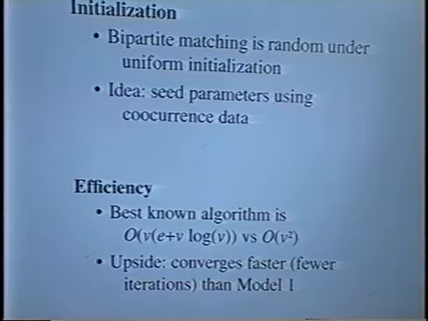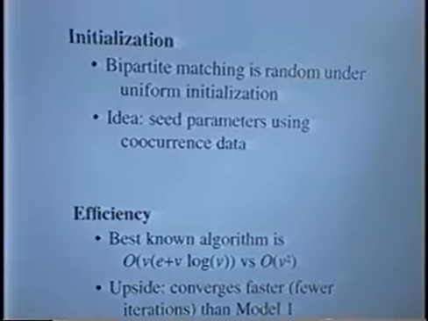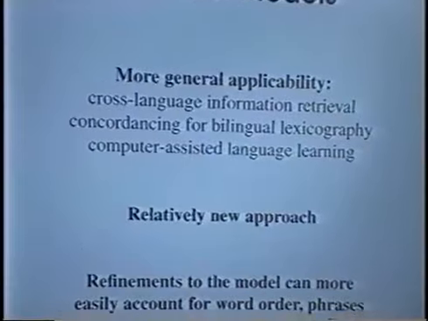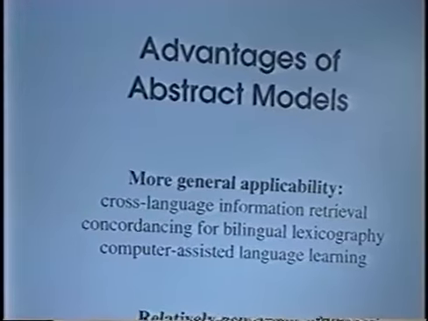Or any one of a number of different statistical methods. And the second issue is efficiency, because this is a harder problem than merely collecting co-occurrence counts. It has a higher big O complexity, but the upside is that it converges faster, in fewer iterations. And these more abstract models have a number of advantages.